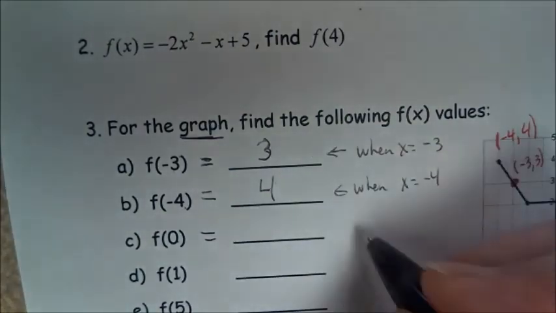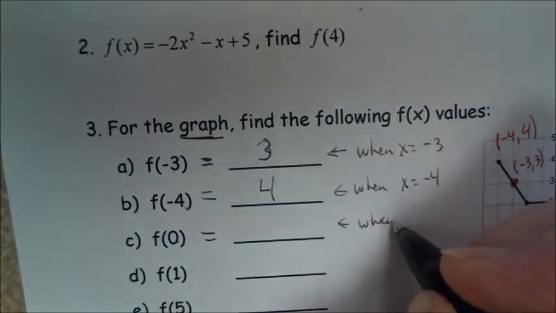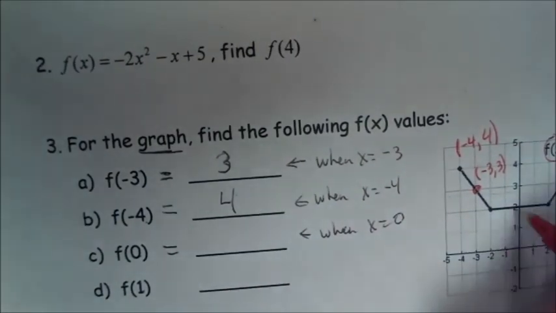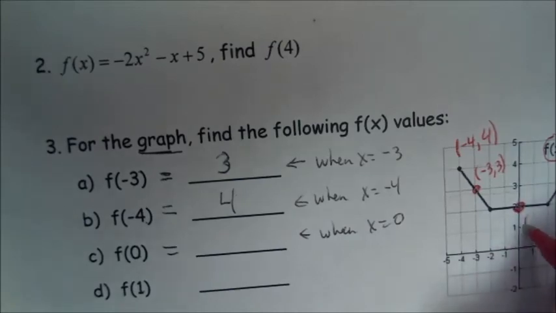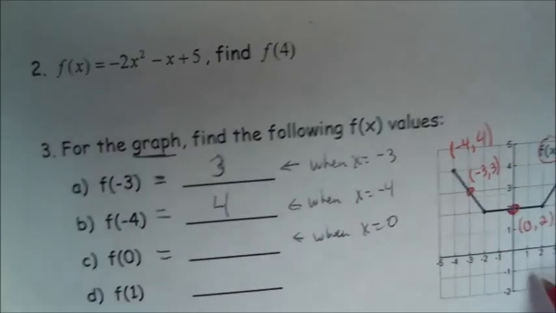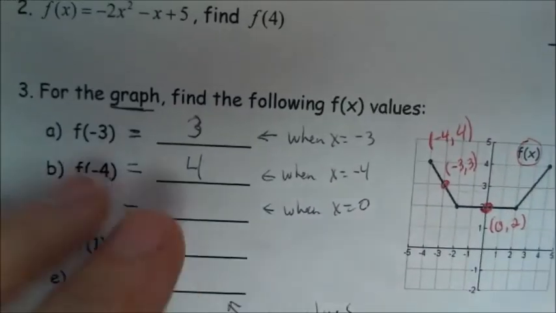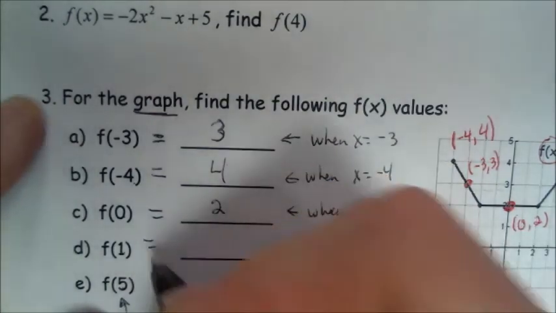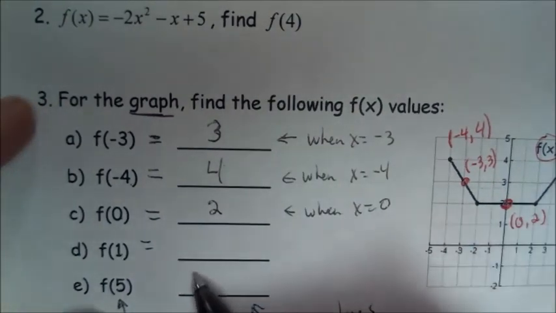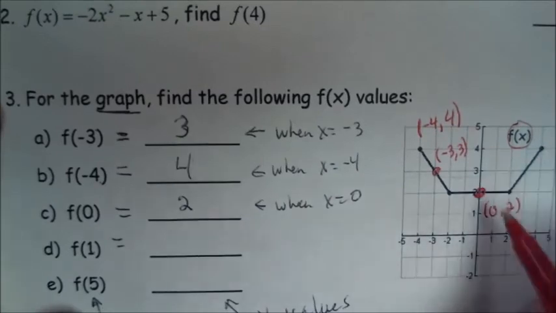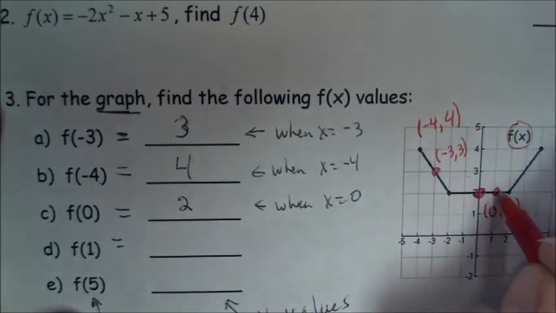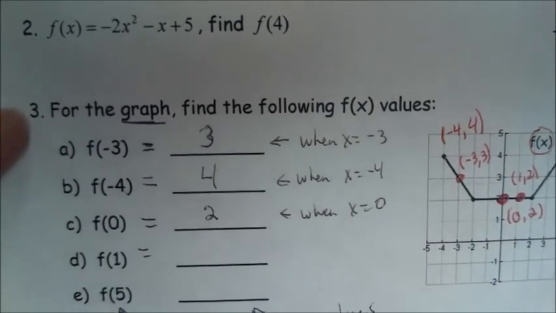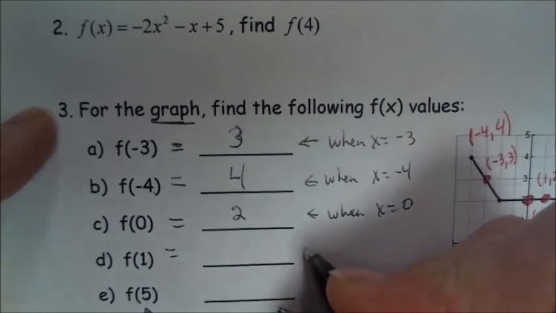What is f of 0? So what I'm saying is when x equals 0, what is y? Well, let's go over to the graph. When x equals 0, here's the point right here. This point is 0, comma 2. So when x equals 0, what does y equal? Y equals 2. And I'm going to go a little bit quicker now. When x equals 1, go over to x equals 1. Here's the point right here. This point on the graph is 1, comma 2. So when x equals 1, y equals 2.